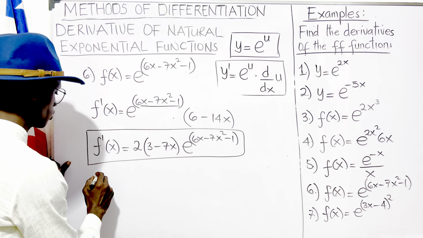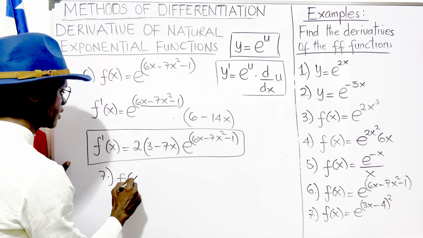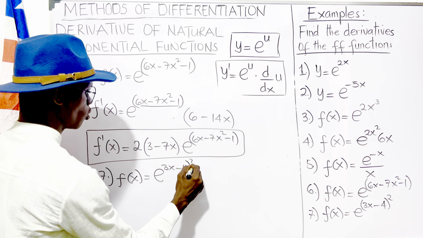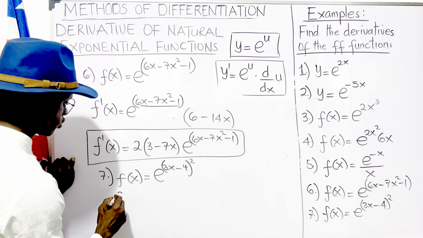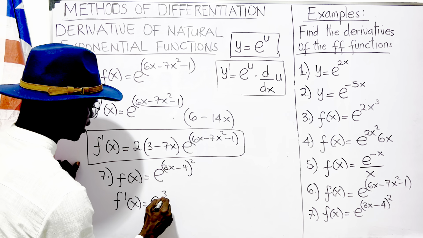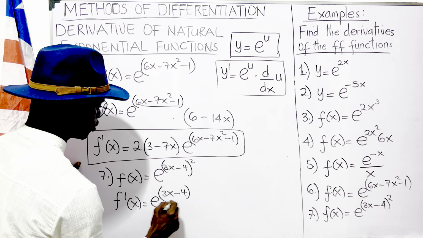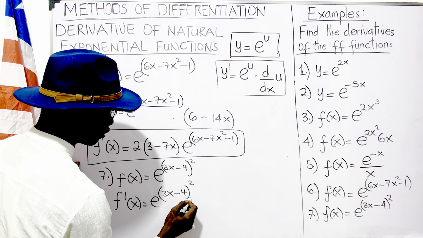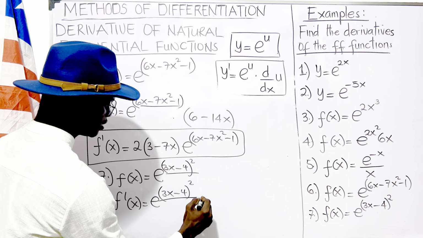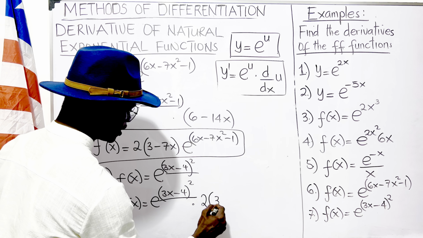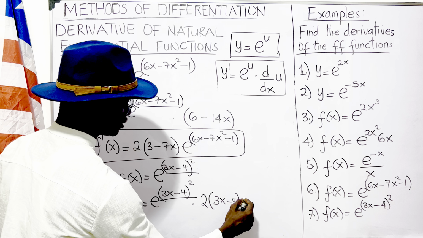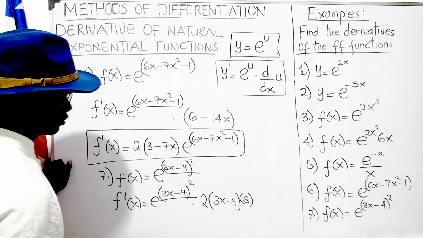So we'll do the next question, question 7. F of x is equal to e raised to the power 3x minus 4, all squared. So f prime of x, again, we rewrite it, e raised to the power 3x minus 4, raised to the second power, times the derivative of this entire power. To differentiate this power, we drop this 2, we rewrite 3x minus 4, and then we differentiate inside. The derivative of 3x is just 3, and the derivative of 4 is 0.